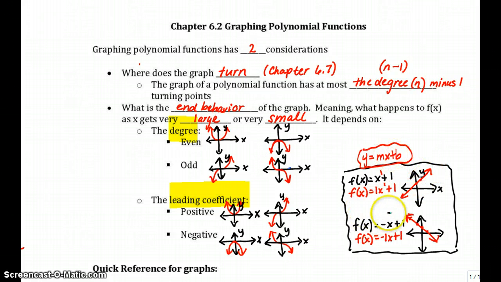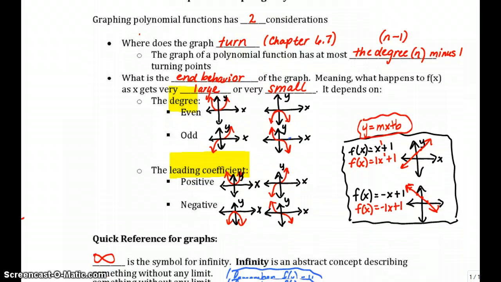If it were f of x equals negative x plus 1, it would be a negatively sloping line, where m is going to be your slope, and it'll also be your leading coefficient, and x will be to the first power. Okay, so that's one way to look at it, but we also have another quick reference for graphs.